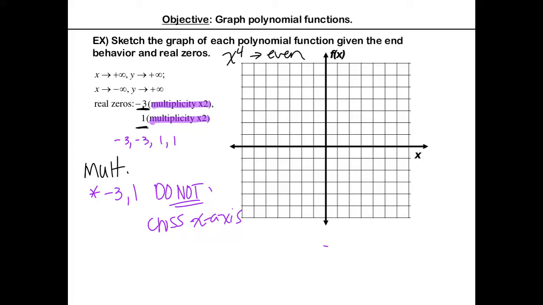Okay, so let's draw our scale. I have 1, 2, 3, 4, 5, 6. Negative 1, negative 2, negative 3, negative 4, negative 5, and negative 6. So I'm going to put an asterisk at the negative 3 right here and at the positive 1. And my asterisk means I do not cross the x-axis, okay? We're going to bounce off of it. But I need to figure out where to start it. So one more time, x is positive, x is negative, y is positive. Y is positive. I want you guys to practice telling your partner what each of the end behavior parts mean. So the right side has to go where and the left side has to go where. Go ahead and lefties tell your partner what the end behavior should look like.